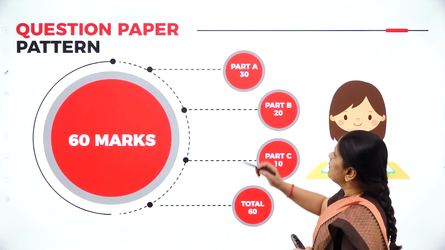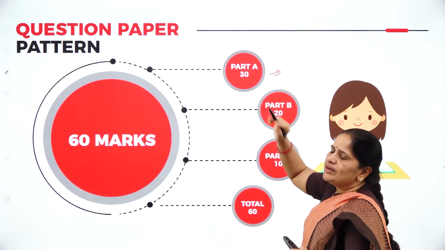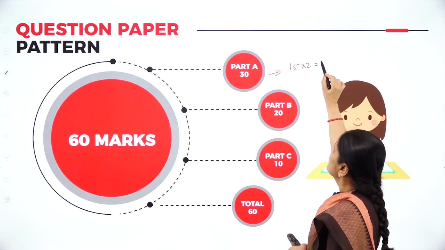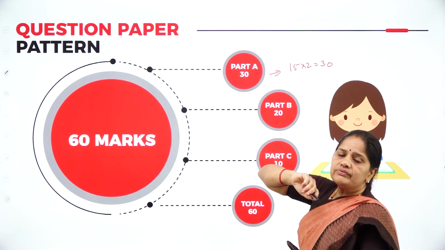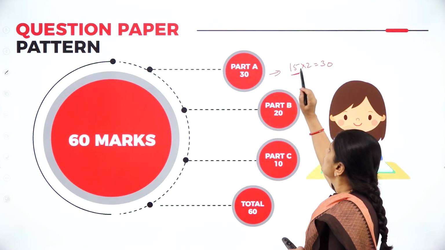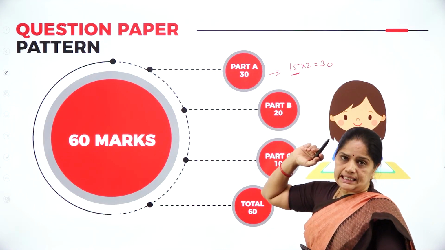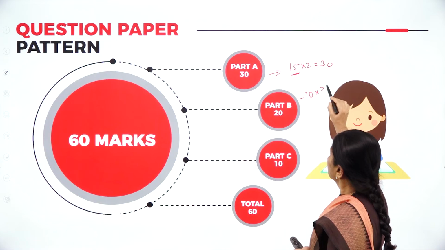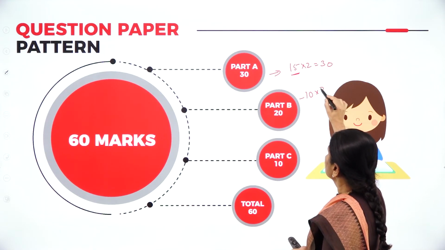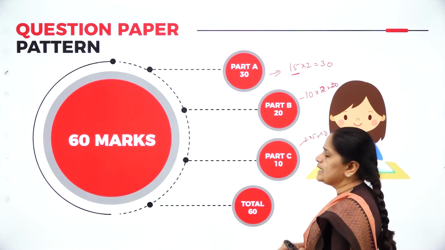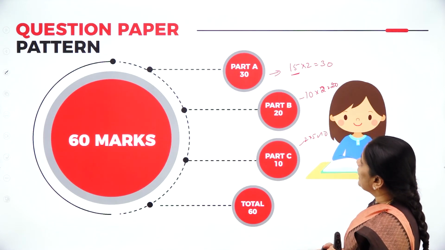In the question paper pattern, part A will be for 30 marks, and for that they will give you 4 questions. Out of that you have to answer any 2, and each question carries 15 marks. So 15 into 2, that is 30. Then part B will be for 10 marks each, so 10 into 2, 20. Then part C will be for 2 marks each, 2 into 5, 10 marks. So this will be the pattern here.